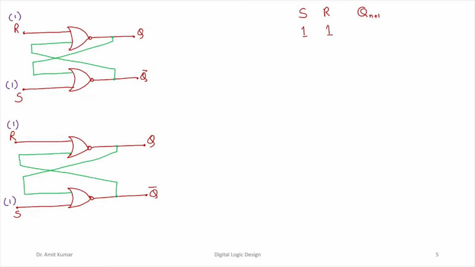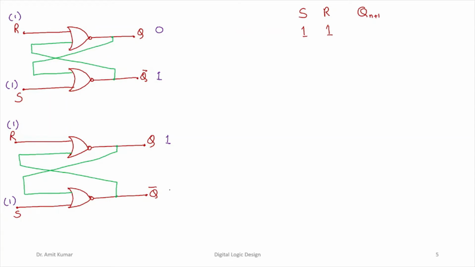So the outputs have only two possibilities. Either before the application of these inputs, they can contain a value 0. So if Q is 0, then Q bar is going to be 1, or this output Q can have a value 1, right, before these inputs are applied.